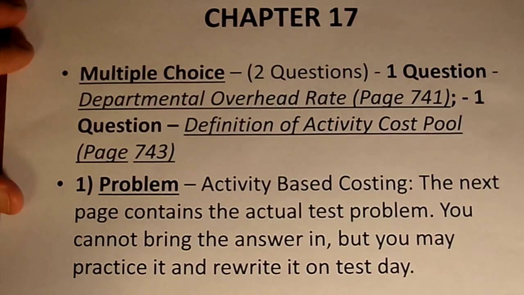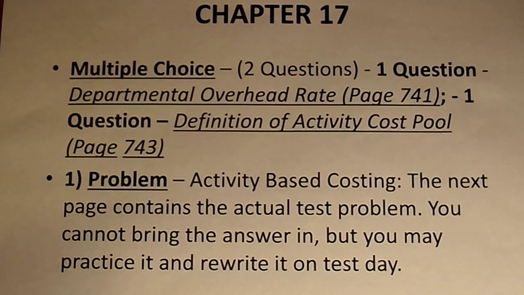Finally, in chapter 17, there are 2 multiple choice questions. 1, departmental overhead rate, how to calculate it and/or the theory of it. And 1 question, define an activity cost pool. Then there's 1 problem. And the problem, on the next page I'm going to put up, this is in the study guide as well, and the problem I'm going to put up is the exact problem on the test, which means you can study it and be ready for it when you come to class.